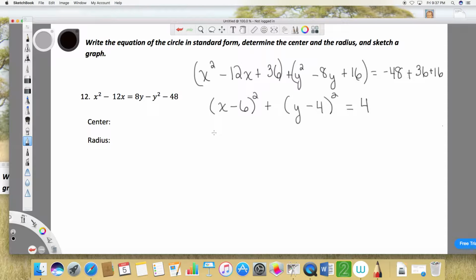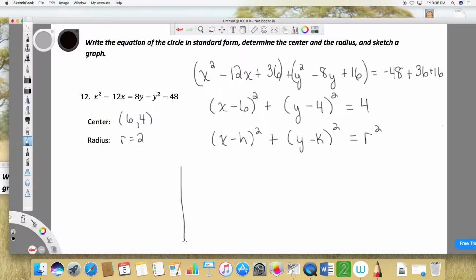You can easily see, the standard form, if you look back in your notes, is x minus h quantity squared, plus y minus k quantity squared, equals r squared. So what are you subtracting? Well, in this case, we're subtracting a positive 6 and a positive 4. So we've got (6, 4) as the coordinates for the center of the circle, and we can rewrite 4 as 2 squared, so we have a radius of 2.